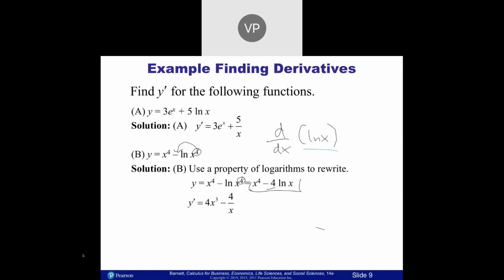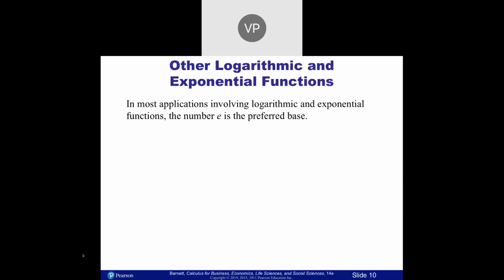Okay? So that's how you calculate these, and like I said, it's a lot of preliminary work. It's getting the problem ready, and then the derivative is easy once you can get it in the right format, and you can apply what you know, apply your formulas.